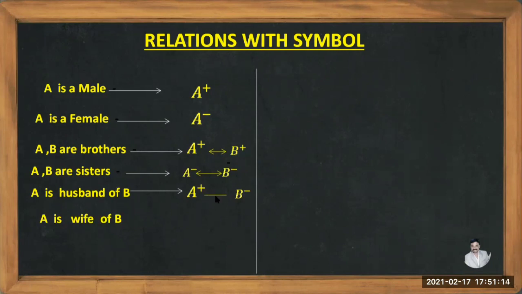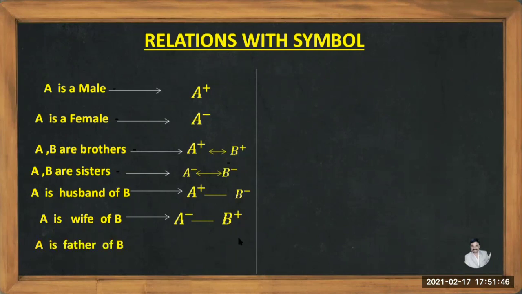Okay, same, my dear friends, husband and wife. We show them with the same line symbol. Here A gets minus and B gets positive. So A minus and B positive. Got the point? Male is positive and female is minus. The brother relation we can show by implication, and husband and wife we can show with just a line. Okay, and A is the father of B.